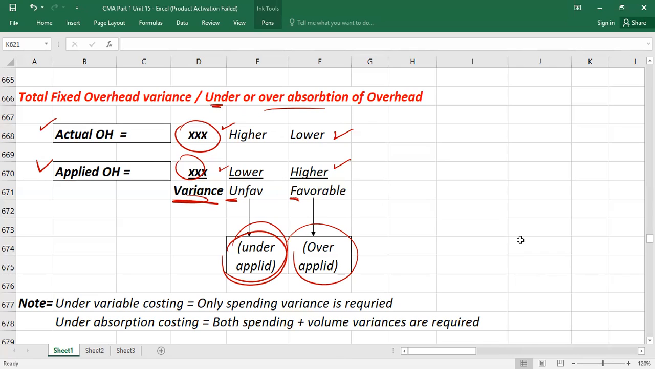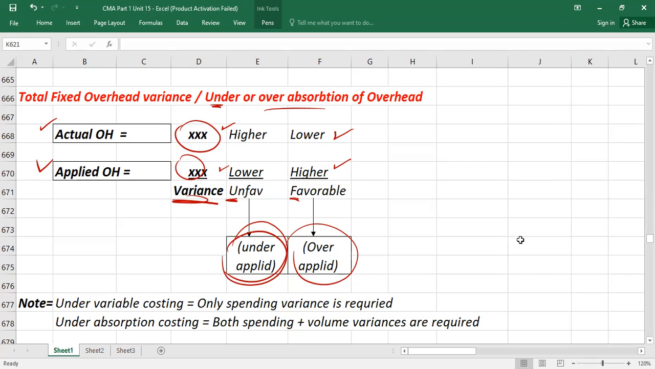So now guys, please, this is clear now. How many overheads we need for fixed overhead? 3. Which 3? Actual, budgeted, applied. The difference of actual and budgeted is spending. Difference of budgeted and applied is volume. The difference of spending and volume is total. The difference of actual and applied, the first and third line, is total also.